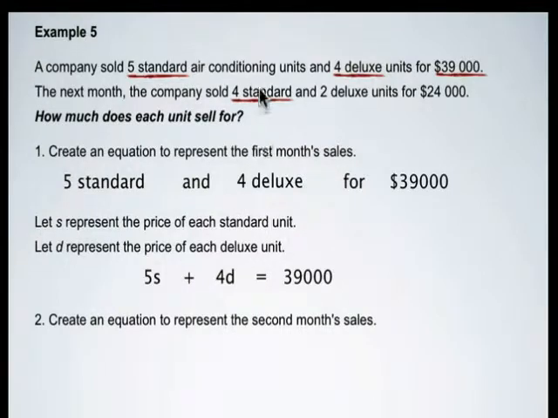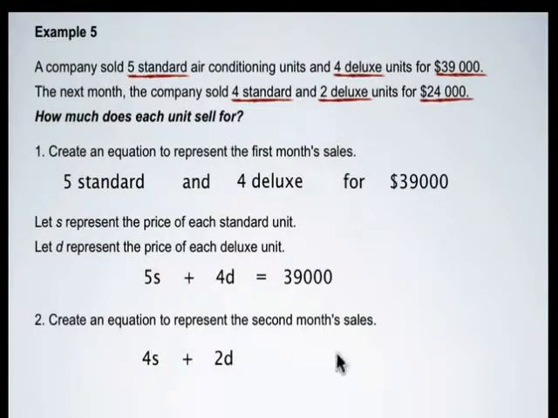So we're told that they sold 4 standard units, and if the price of each standard unit is S, then they would make 4 times S. They also sold 2 deluxe units, and if the price of each deluxe unit is represented by D, well then 2 deluxe units will be 2 times D. That's how much they'll earn in revenue for selling 2 deluxe units.